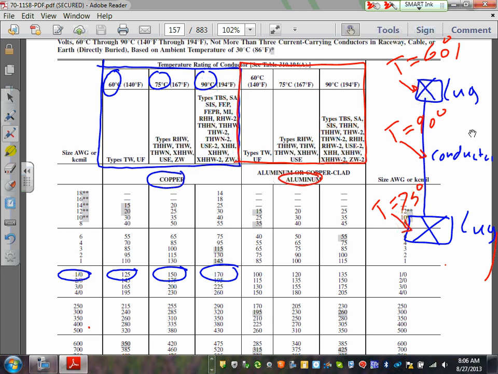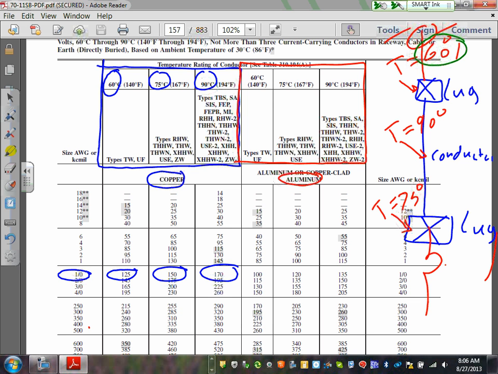Very common. This is where your circuit breaker is located here. This is where your equipment is tied. Which temperature shall you be using? The lowest temperature. What's the lowest temperature? 60 degrees. So you're defaulting to where?